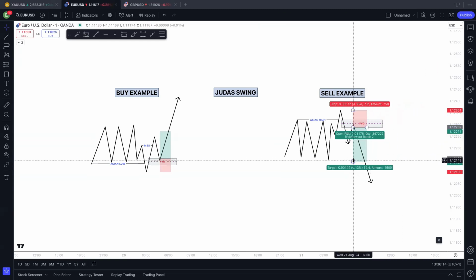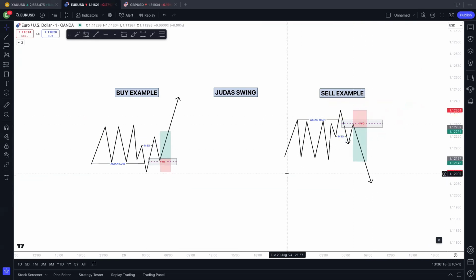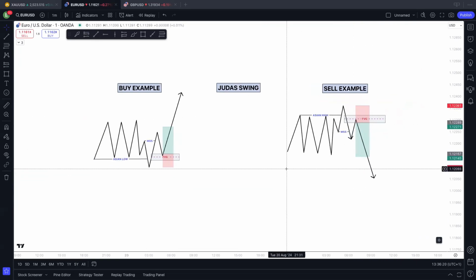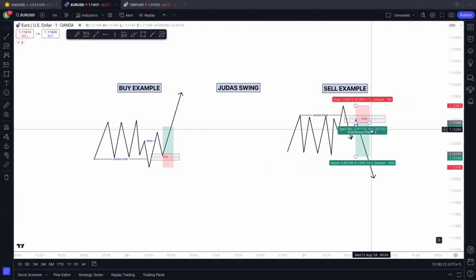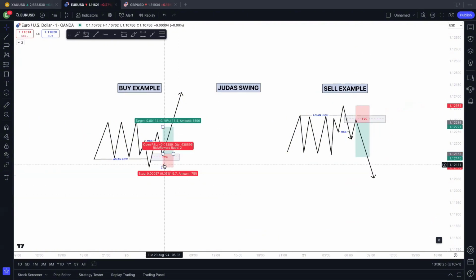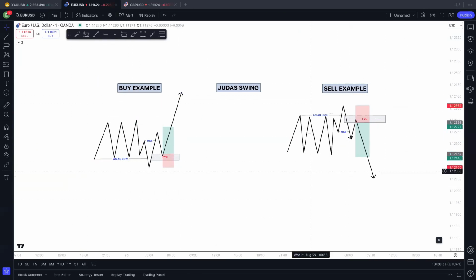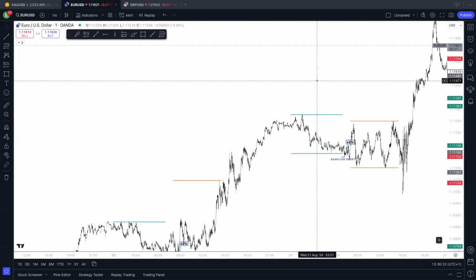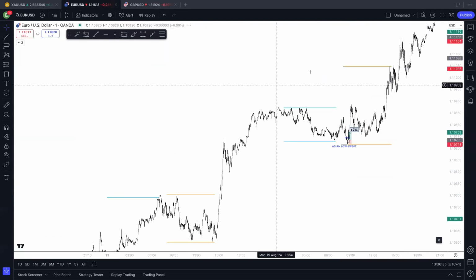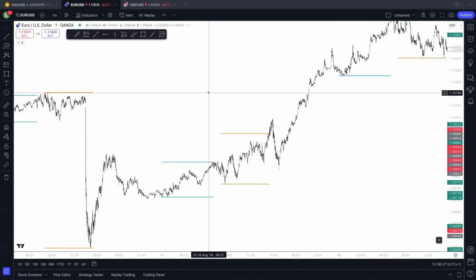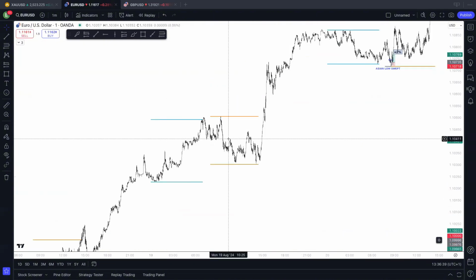Again, you can aim for extra, but I just always aim for 1 to 2, as the win rate is considerably higher if you head for a 1 to 2. So now that you guys already know the buy example, this is what you want to look for when you're looking for buys. This is what you want to look for when you're looking for sells. Now let's head over to last week's, how the Judas swing performed last week.